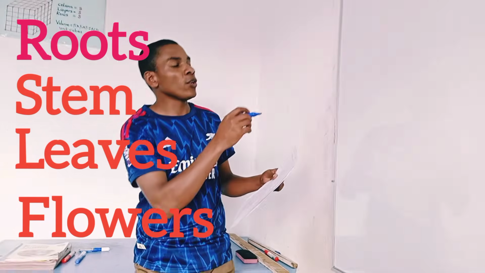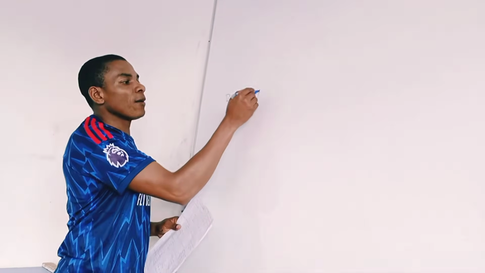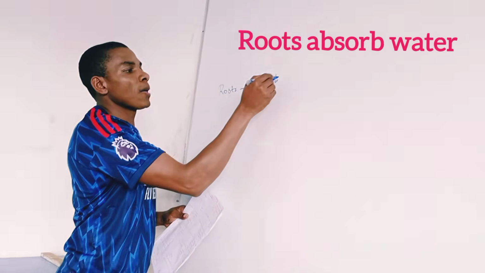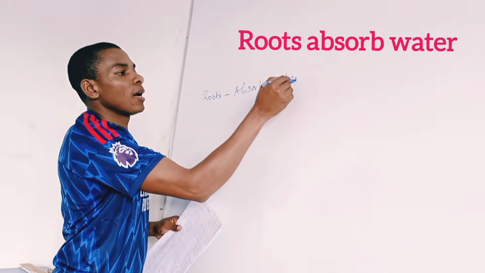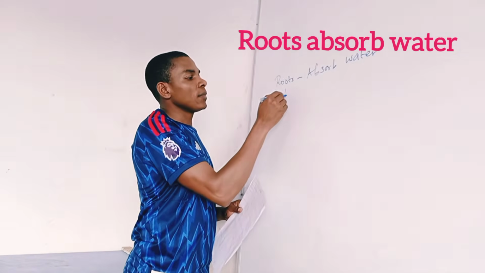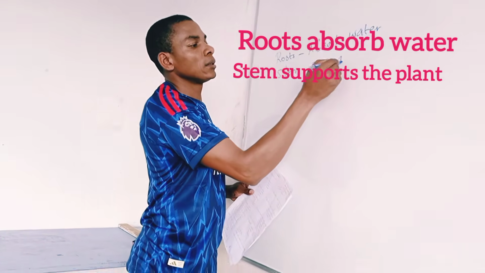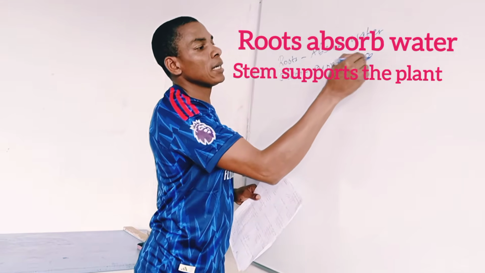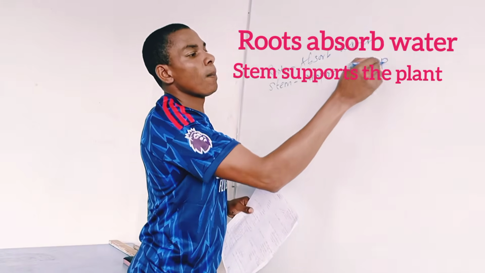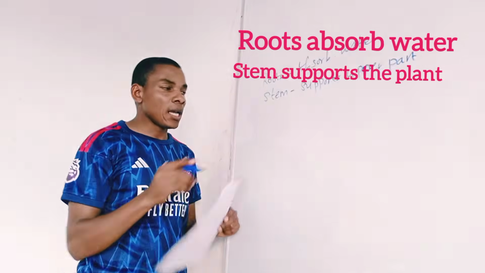So let me show you the function of roots. Roots absorb water and mineral salts. Stem supports the upper part of the plant.